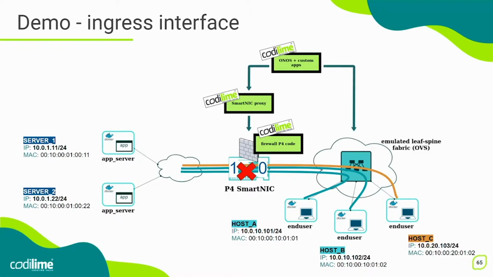So now we'll start adding firewall rules to our SmartNIC. To warm up, let's start with something very simple. We'll block the traffic based on a physical interface on the SmartNIC. And this way, as you can easily see, we'll block all the traffic coming from end users to application servers.